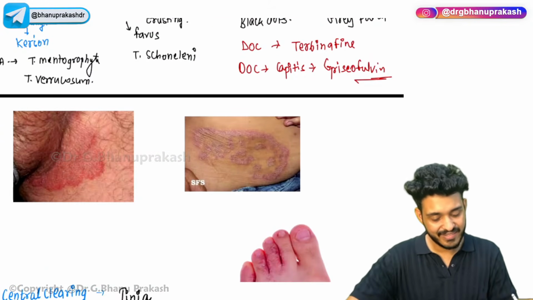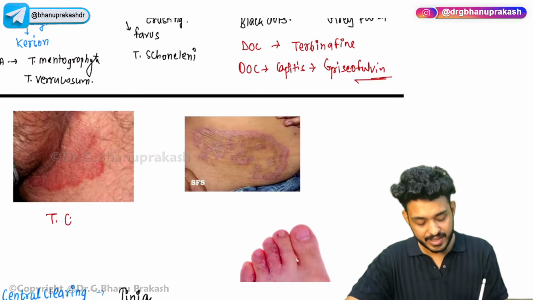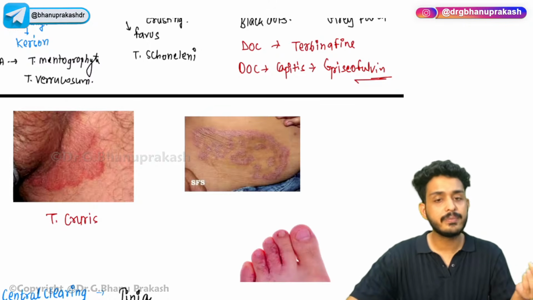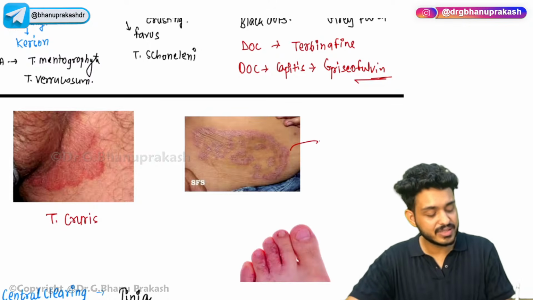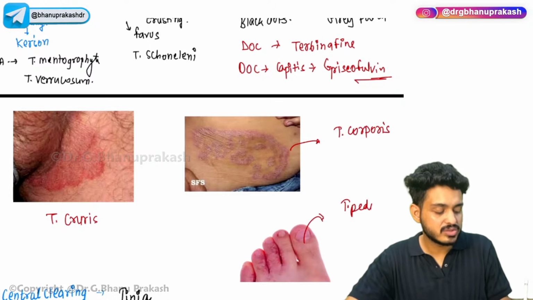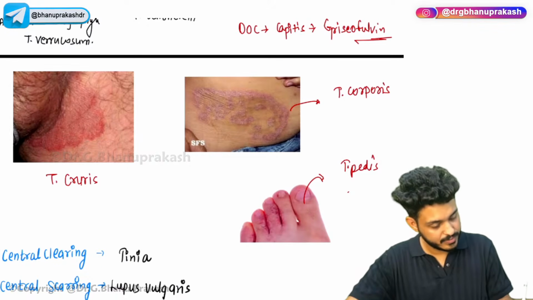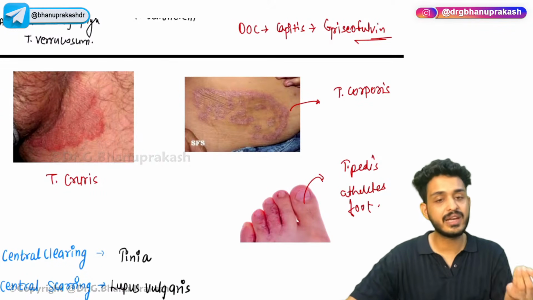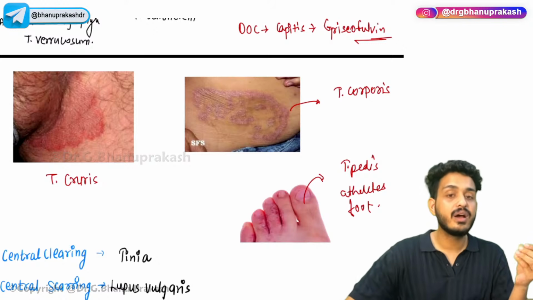Okay. Then we are having these different tineas. We are having tinea cruris. We are having different names for them, like Dhobi itch. Okay. We are having different names. This one is your tinea corporis. Okay. This one is your tinea pedis. We can also call it athlete's foot. This is basically due to moisture. Wherever there will be moisture, there will be tinea infection.